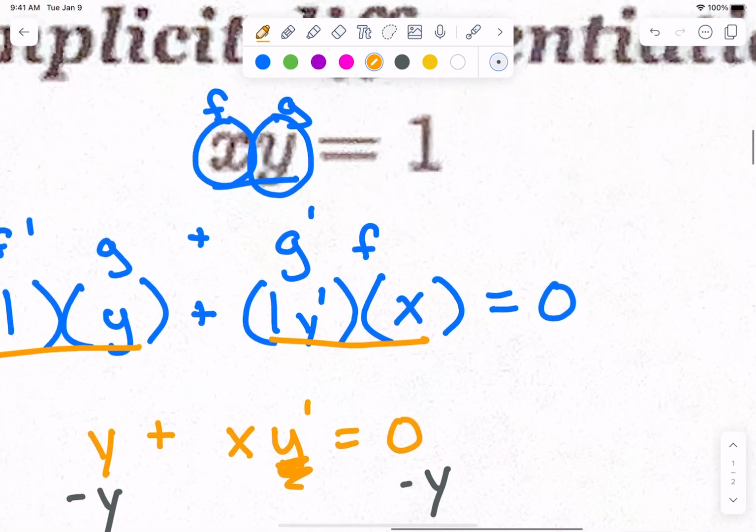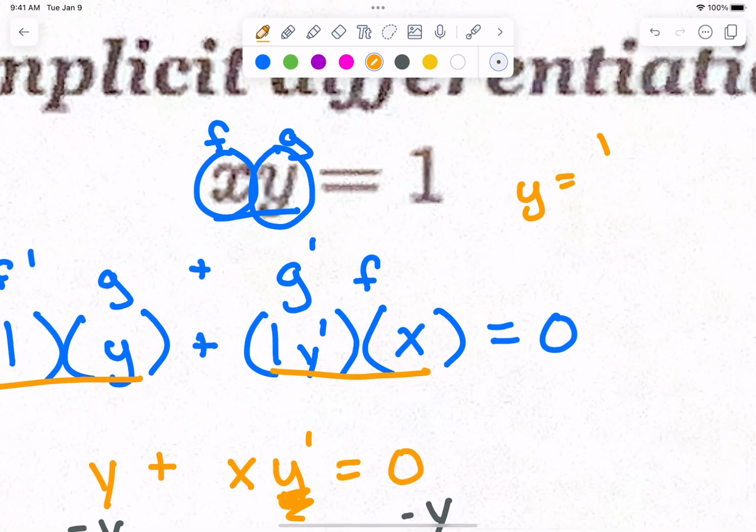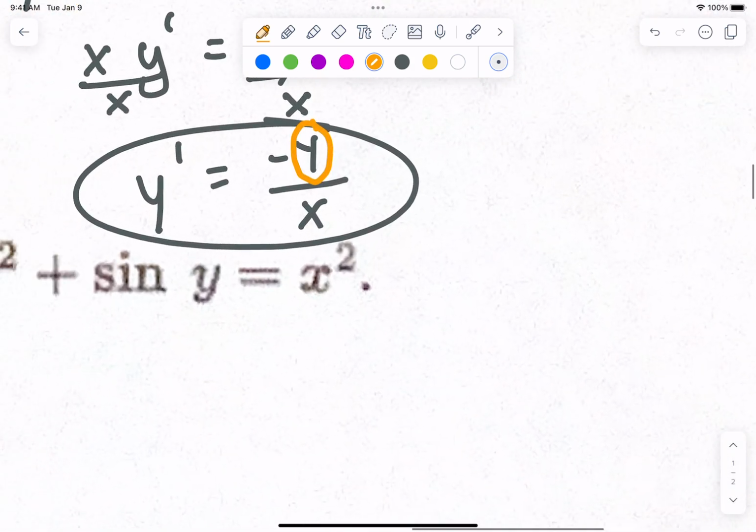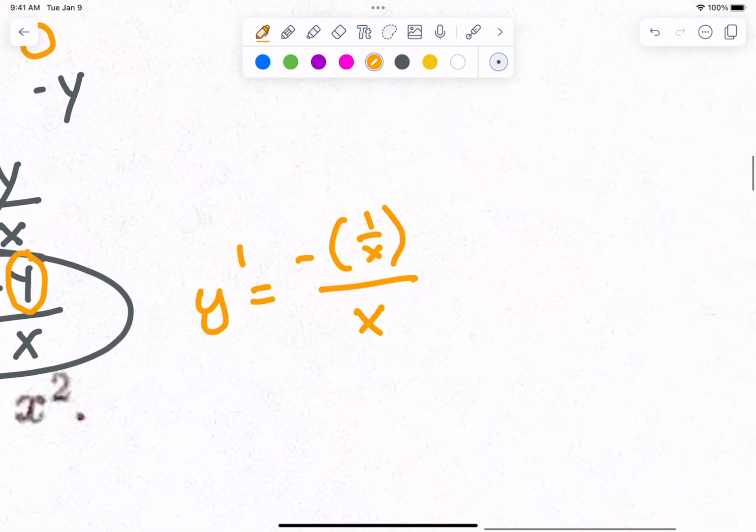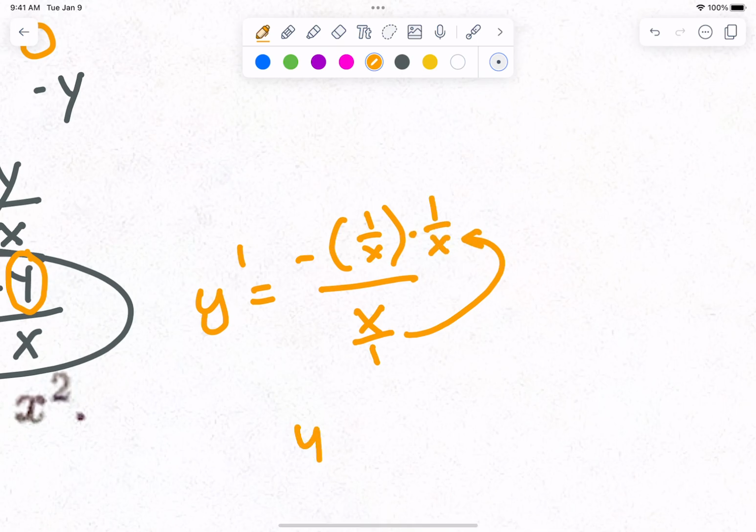If I go up to my original equation and solve for y equals 1 over x, true? Yeah? So let's plug 1 over x in here. Y prime equals negative 1 over x again. You see that? 1 over x. And this is x over 1. If we keep flip times 1 over x, that would be y prime equals negative 1 over x squared.